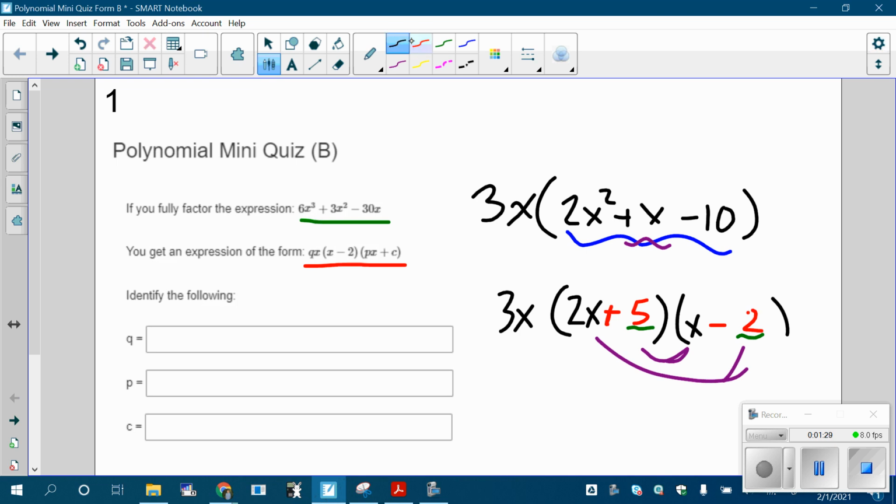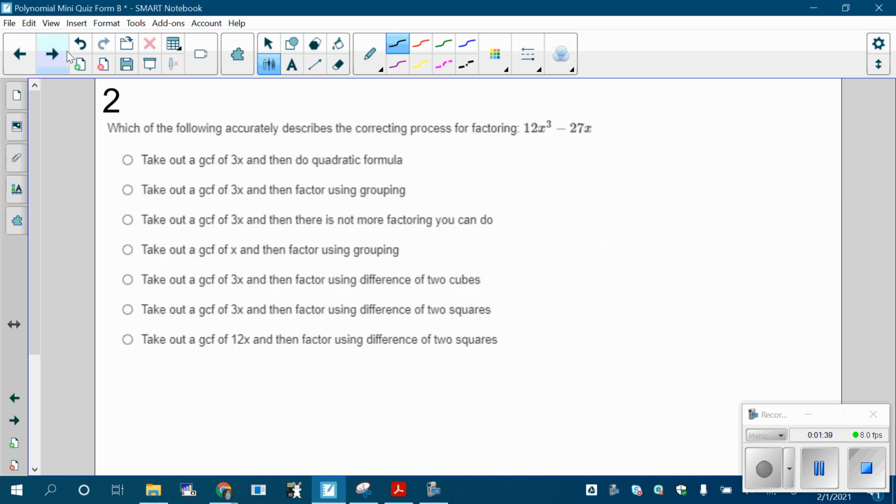Going back to the question, what's the Q? Well, there's a 3 in front of the x. What's the P? 2. What's the C? 5. Okay. Moving forward here.